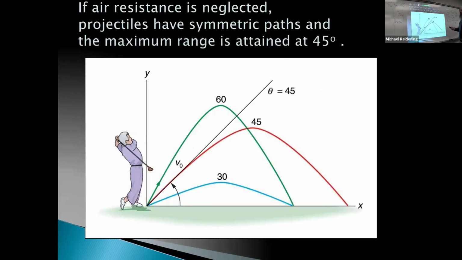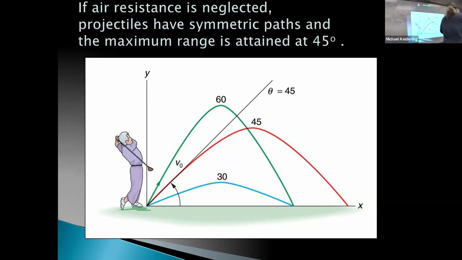Now, if you have no air resistance, you get some nice things. If there's no air resistance, projectiles will follow a parabolic path. They'll be symmetric. They'll be the same on both sides. And you'll get your maximum range, your maximum distance, at 45 degrees. So if you're firing a projectile at some speed, the angle that will give you the maximum distance if there's no air resistance is 45 degrees.